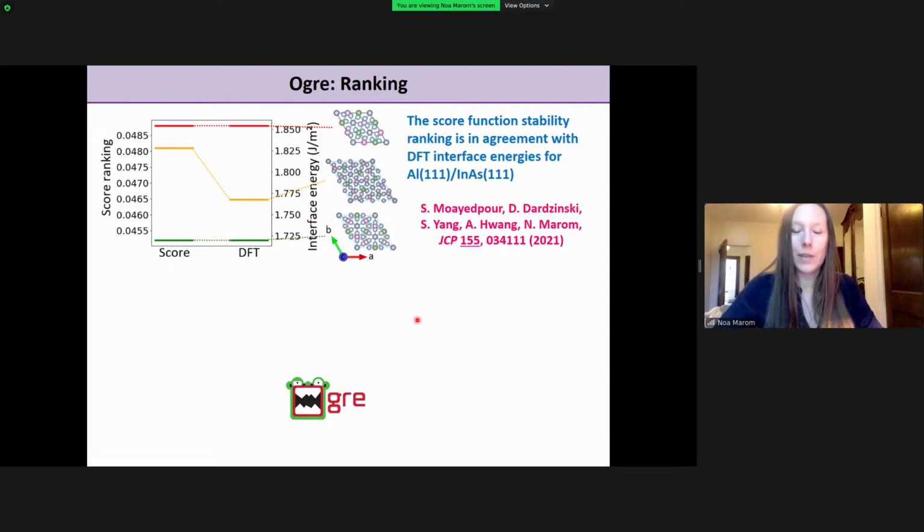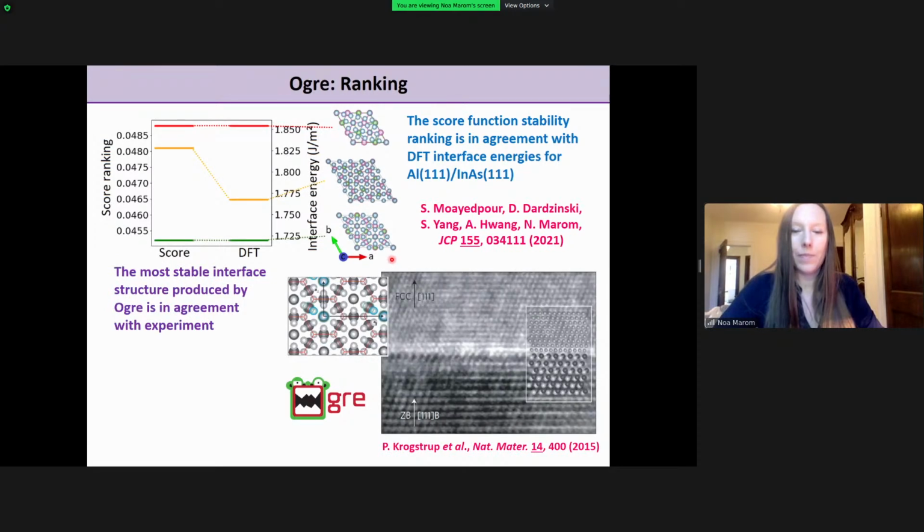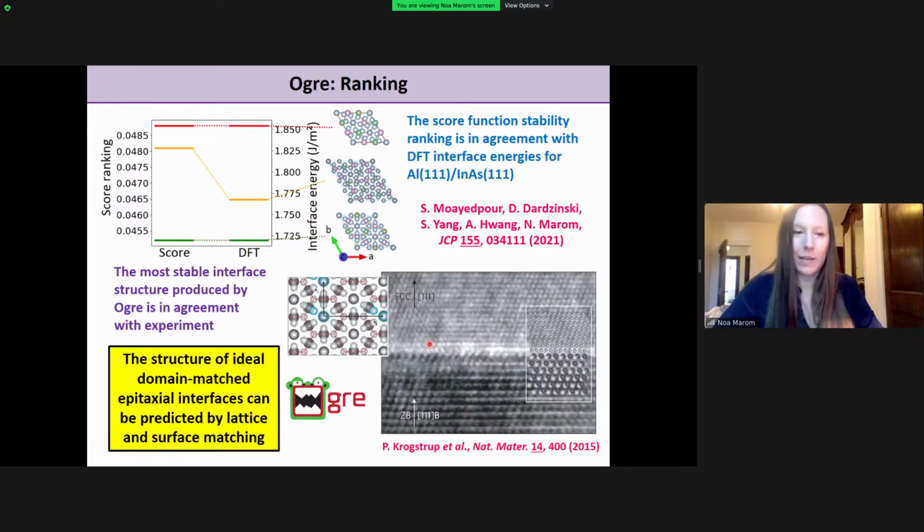So when we get to this point, we see that the interface that's ranked as the most stable using the score function and DFT is in agreement with the interface that's observed experimentally in high resolution TEM. And so that shows you that we can predict the structure of ideal domain-matched epitaxial interfaces by lattice and surface matching.